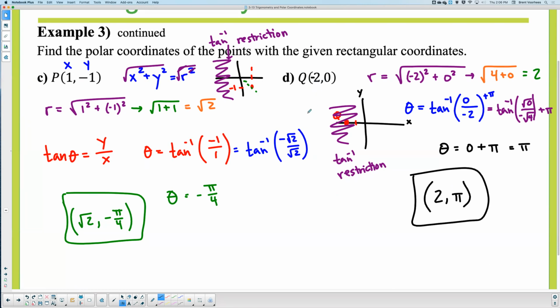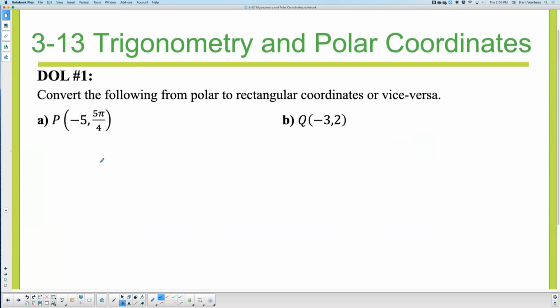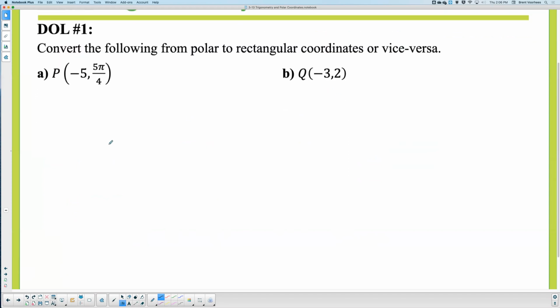Okay, you've seen me practice a whole bunch. I know you've been wondering, when is the DOL coming? Well, it's here now. The first one is polar. I want you to convert this to rectangular. Your second one's rectangular. I want you to convert that to polar. So please go ahead and do that. DOL number 1.